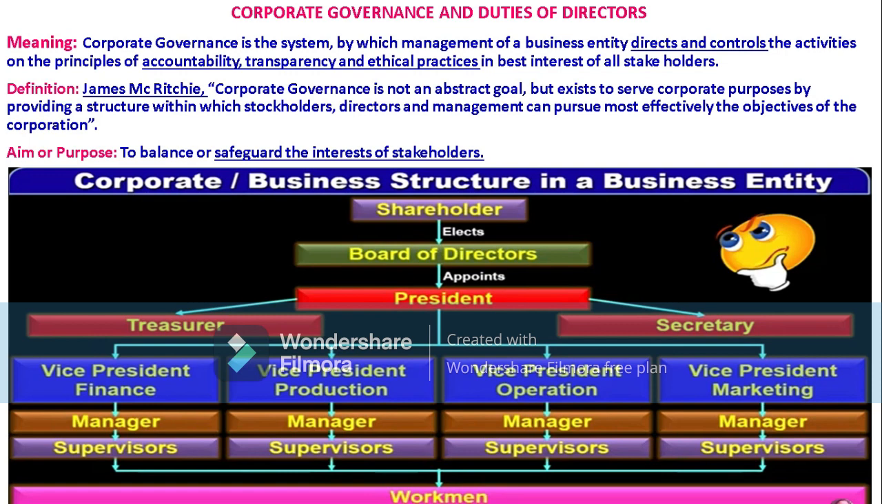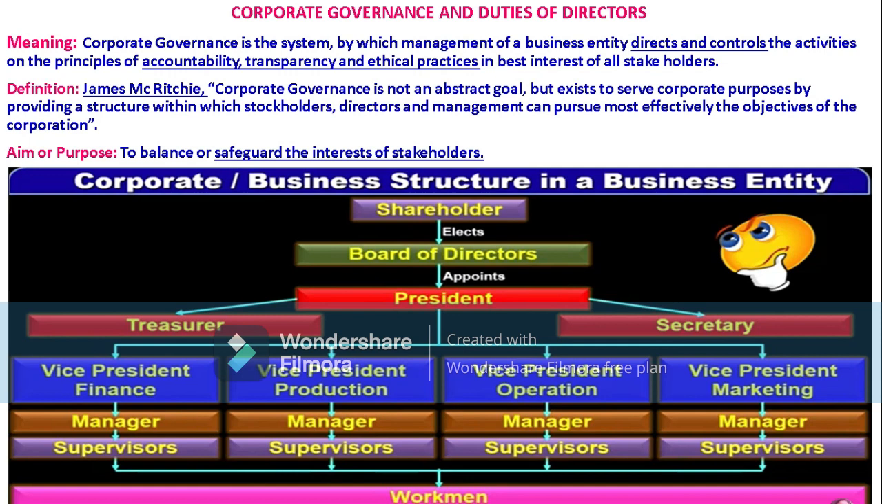In those, stockholders or shareholders, directors, and the management all should play an important role, and all should actively perform in the management, okay, in order to achieve the objectives of the corporation. So for this, they have an effective corporate structure or business structure. Why? In order to safeguard the interest of stakeholders.